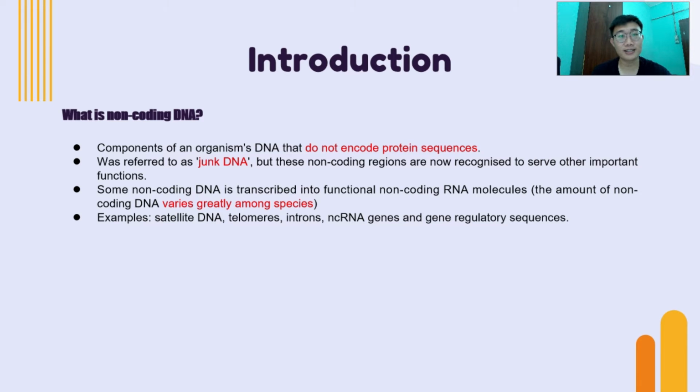Non-coding DNA sequences are components of an organism's DNA that do not encode protein sequences. They are historically referred to as junk DNA, and these non-coding regions are now recognized to serve other important functions. Some non-coding DNA is transcribed into functional non-coding RNA molecules, and the amount of non-coding DNA varies greatly among the species. Some examples of non-coding DNA are satellite DNA, telomeres, introns, ncRNA genes, and gene regulatory sequences.